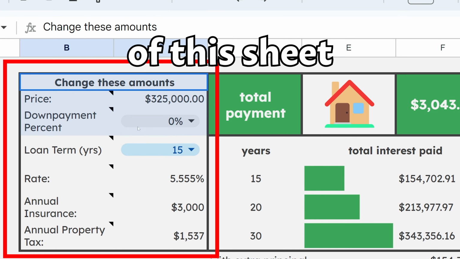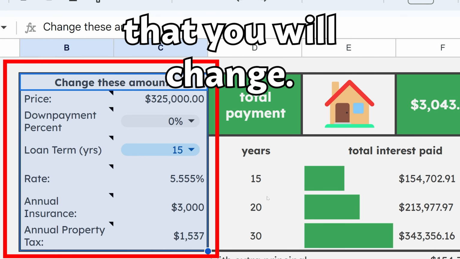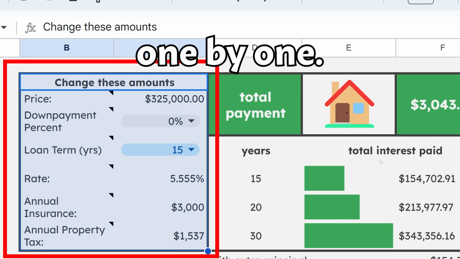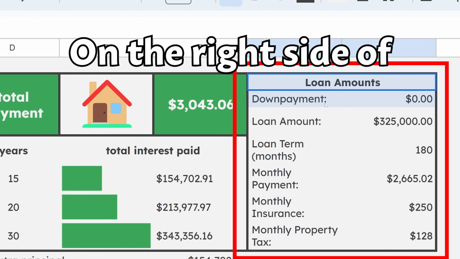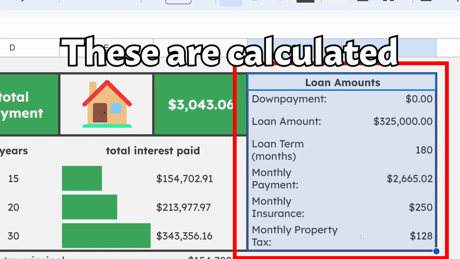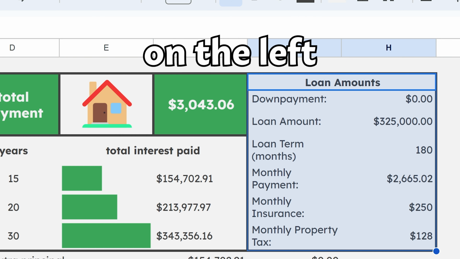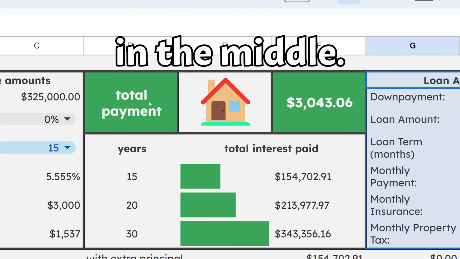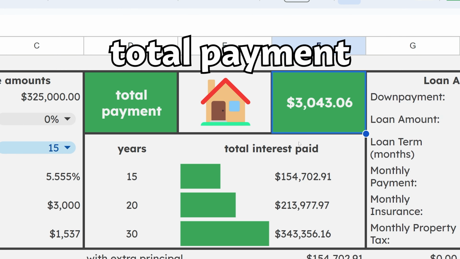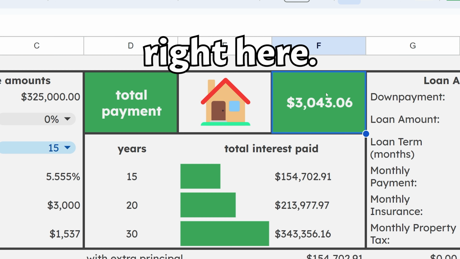On the left side of this sheet are the amounts that you will change. We're going to walk through them one by one. On the right side of this sheet are loan amounts. These are calculated from what we put in the column on the left. In the middle, we've already said this is our total payment based on everything in green right here.